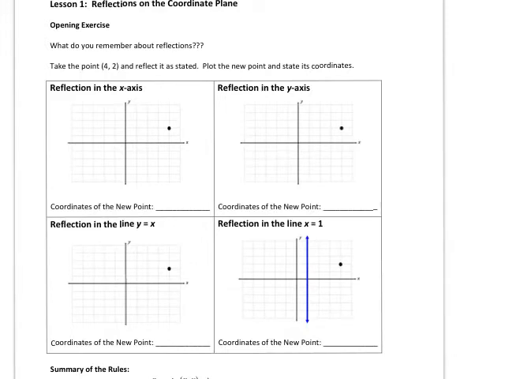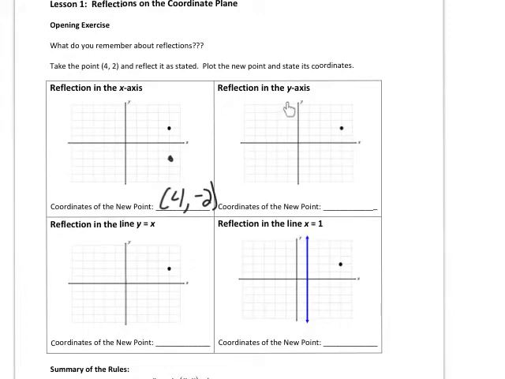So if you take the point (4, 2) and you reflect it over the x-axis, that means it's going to be down here, as best as I can draw that little dot on this grid. My new point is going to be (4, -2). So when I reflect over the x-axis, I'm basically negating the y value, because the x value hasn't changed. It's still over here at 4, and the y became negative.